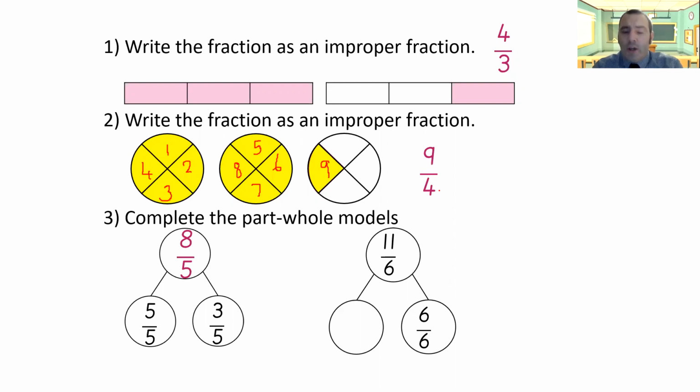So we're just looking at the numerator. So we do 11 take away 6, which will give us our answer. So we just look at the numerator. So 11 here and 6 here. And I've written the answer down instead of the question. So 11 take away 6, that gives us 5/6.